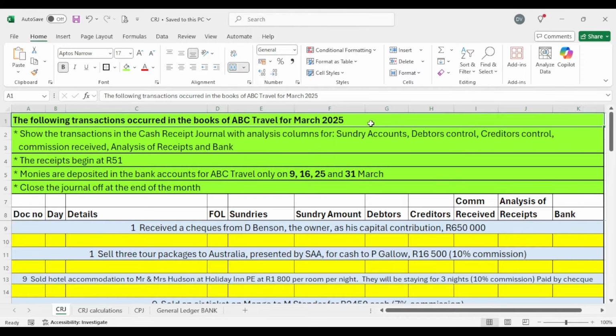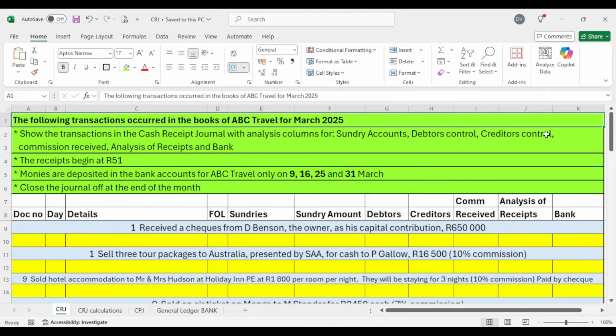I'm going to show you today how to do the cash receipt journal. This is for your Travel Office Procedure N5 subject. Right, so the first thing that you always have to do is to read your instructions. The following transactions occurred in the books for ABC Travel for March 2025.